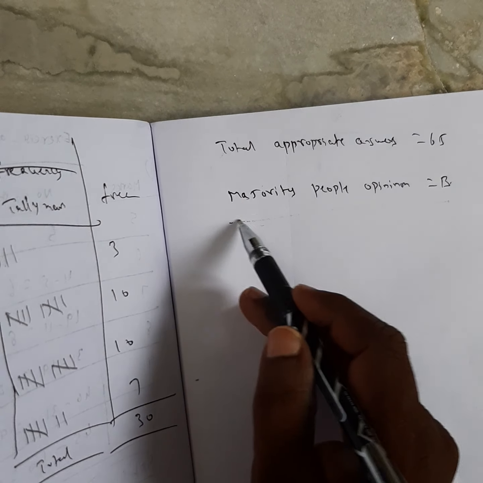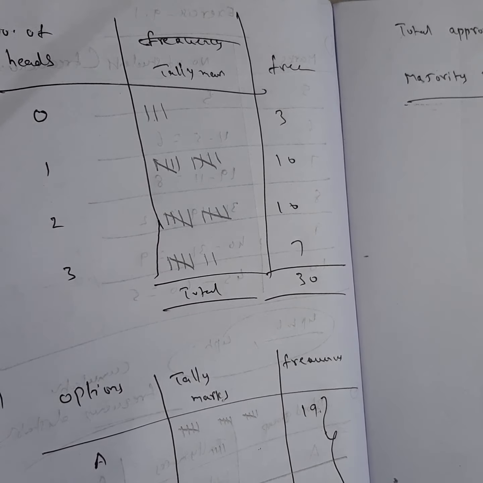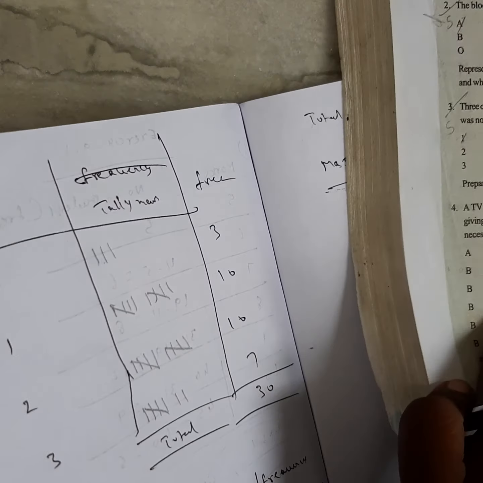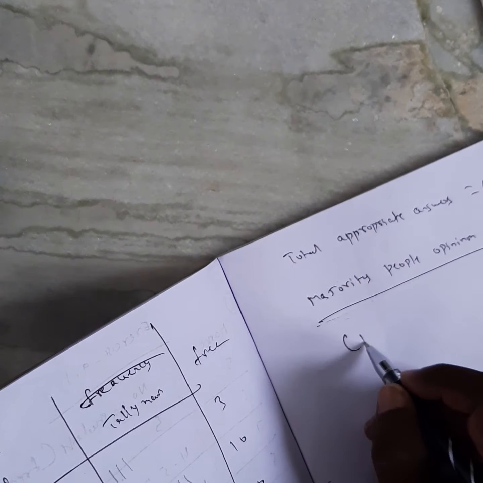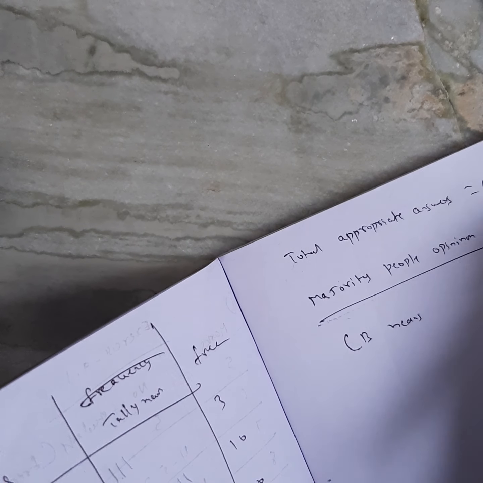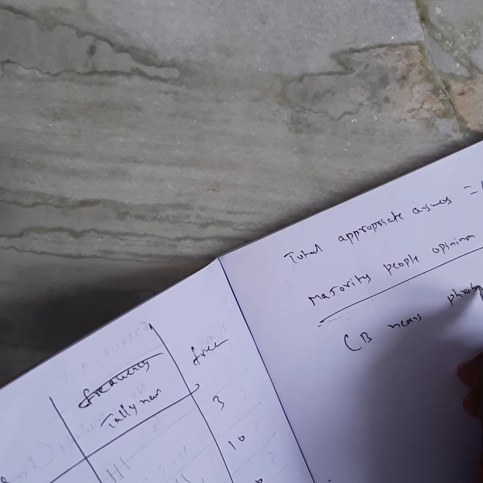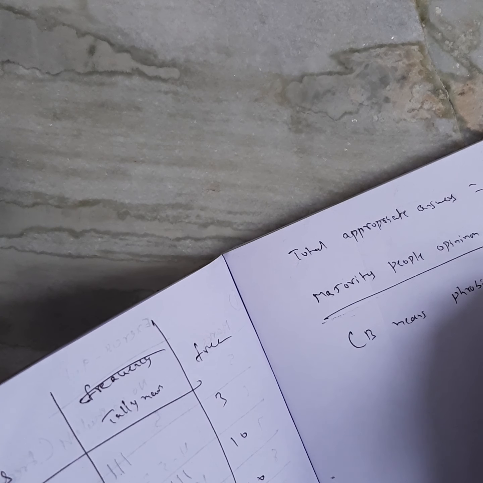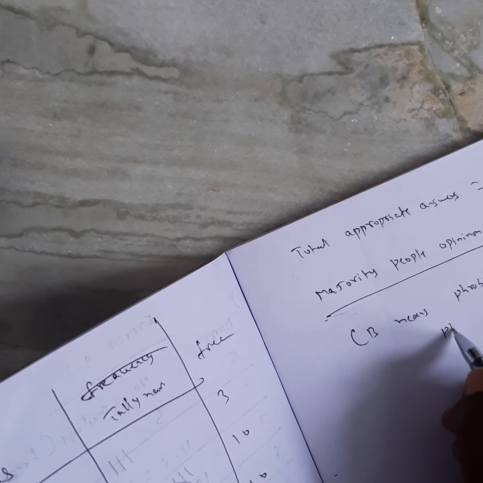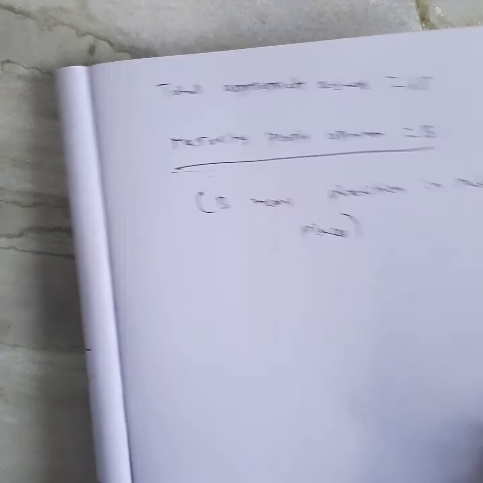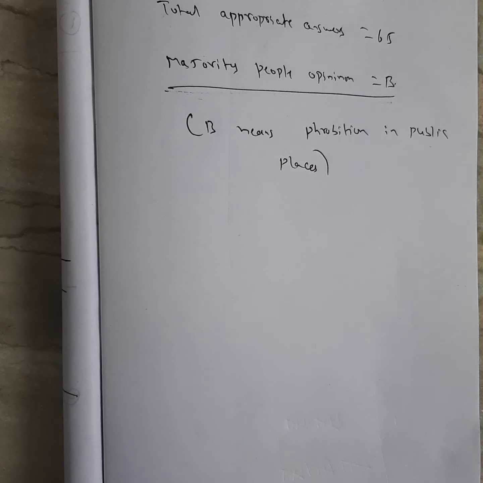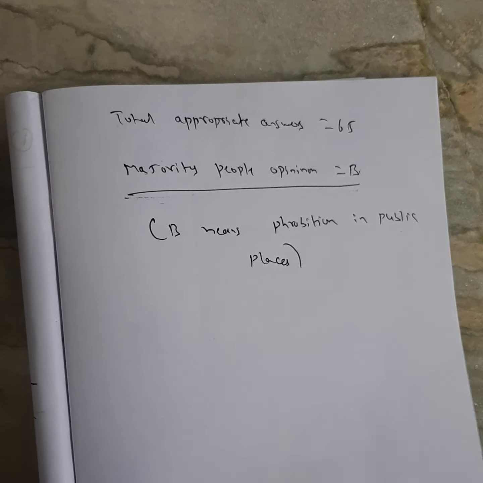The majority people opinion is B. What is B? B means prohibition in public places. So children, this is how to make this one. After making a frequency distribution table, you have to comment about that. So this is question number 4. Now we are moving to discuss question number 5.